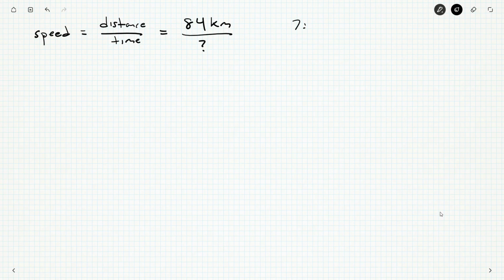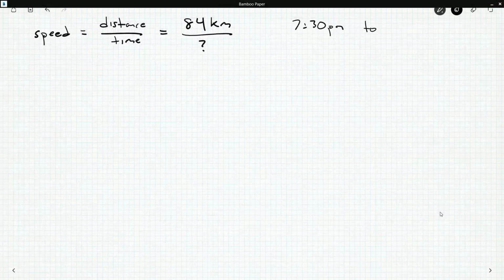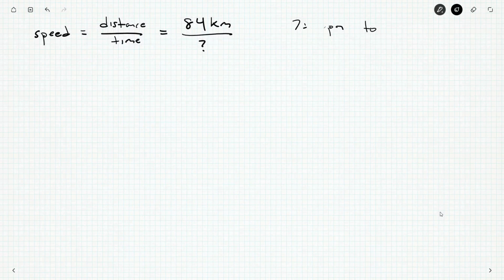So, he traveled from 7:30 p.m. to, I think it was 7:45. Yes, 7:45. My mistake. 7:45 p.m. to 9:30 p.m. And we ask ourselves, what is this length of time? Okay, and you have options as to how to calculate it.